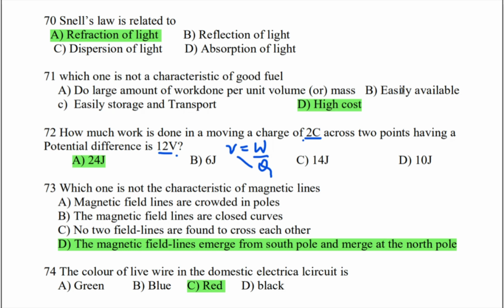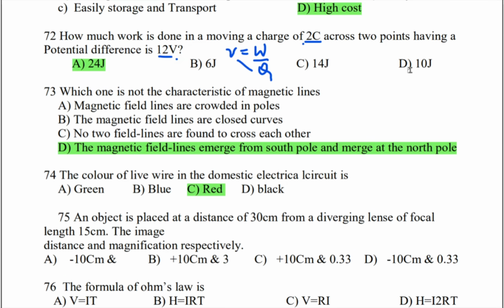How much work is done in moving a charge of 2 coulomb across 2 points having the potential difference of 12 volts? We know that V equals W by Q. Now, W equals V into Q. 2 into 12 is 24 joules. Therefore, the correct answer is option A, 24 joules. Next question. Which one of the following is not the characteristic of magnetic lines? The correct answer is option D. The magnetic field lines emerge from south pole and merge at the north pole, which is incorrect.